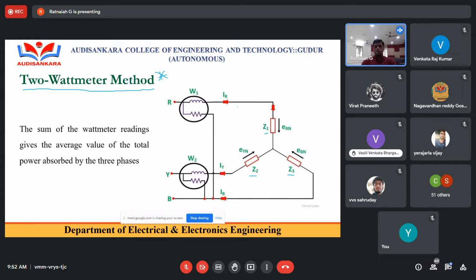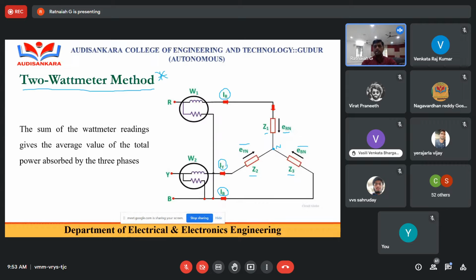Now the current through the first phase, that is R phase, is IR. The second phase current is IY. The third phase current is IB. So here the voltages are ERN, EYN, EBN. Generally, it is a star connection. Therefore, we are having a neutral connection. That's the neutral point, N.